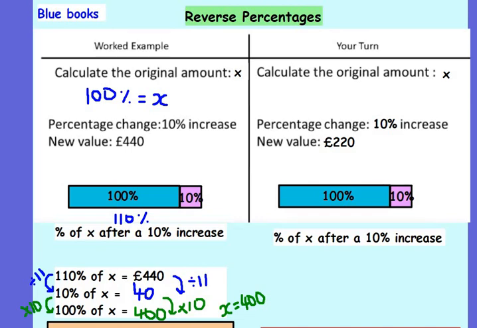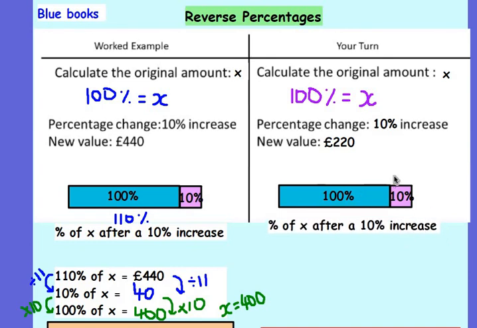Right, let's go through it. So in exactly the same way, I've been asked to find out what 100% of my original number X is. I've been told I've had a 10% increase and now I'm at this new value of 220. So what percentage of X do I have after this 10% increase? Please, Abby. 110%, great. I've had a 10% increase, I'm now at 110%. So I know that 110% of X is equal to 220.